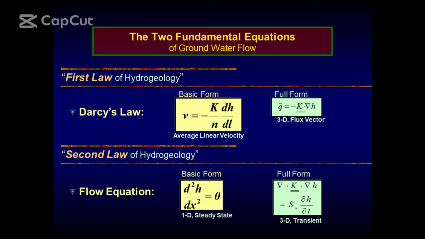The basic form is that the average linear velocity v, or more, because this is not v, pronounced more, equals minus K over n dH by dL. And the full form in 3D is minus K dot del H. So now we will start applying our vector algebra, which we have learned. You can see dot, dot product. And you can see del. That inverted delta is called or pronounced del or nabla or gradient.